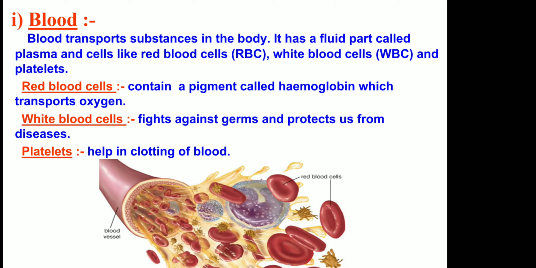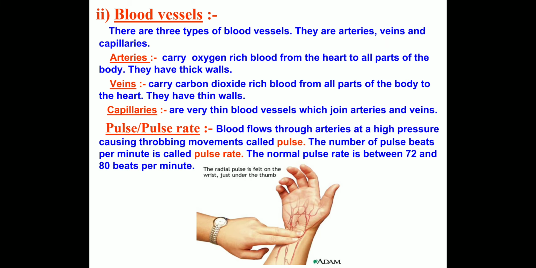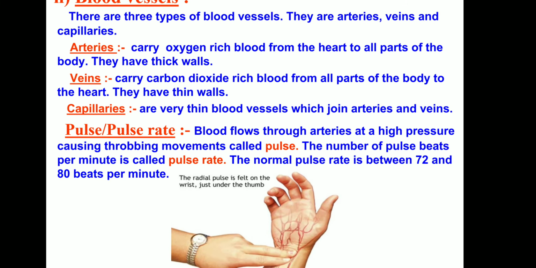You can see the shape of the RBCs and WBCs and blood platelets. WBCs are larger in size and fewer in number, that is, they are lesser in number, while as red blood cells are smaller in size and they are large in number, and platelets are irregular in size and they are the smallest blood cells. Now coming to blood vessels, there are three types of blood vessels.